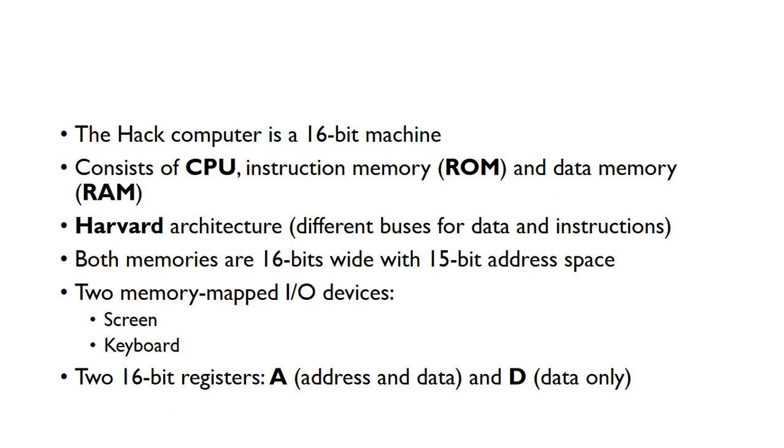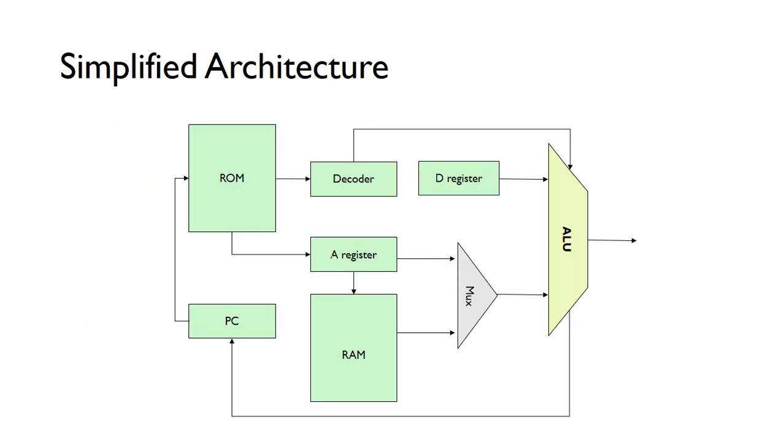In addition, there are also two 16-bit registers: the A register, which is used to store both addresses and data, and the D register, which is data only. So this is a simplified architecture of the Hack computer.